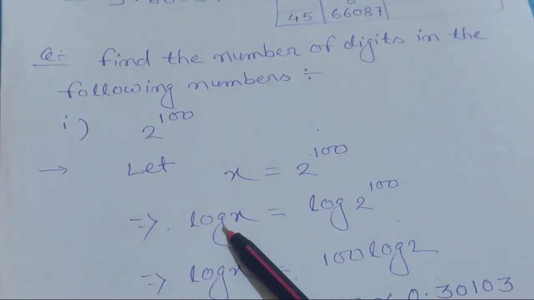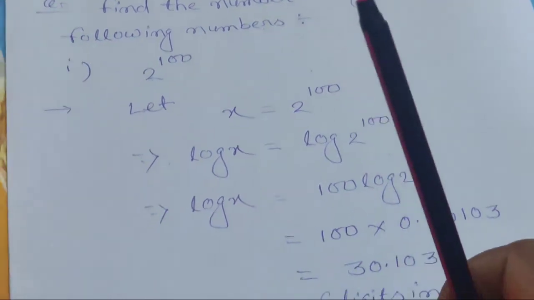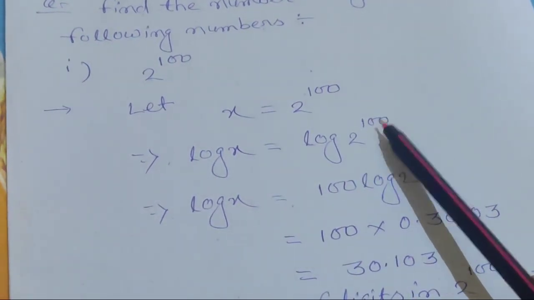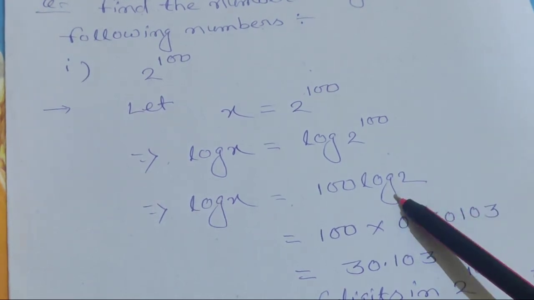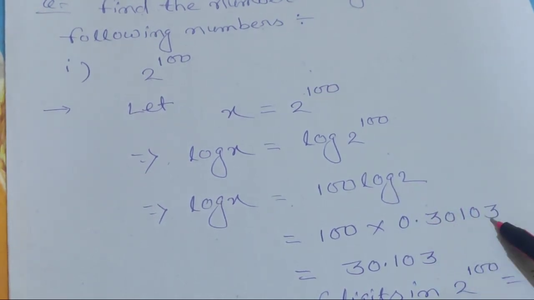So what should we do? We have to use the log on both sides. So according to the property of log, this will become 100 log 2. And if we use the log table, log 2 is 0.30103. Just multiply, we will get 30.103.